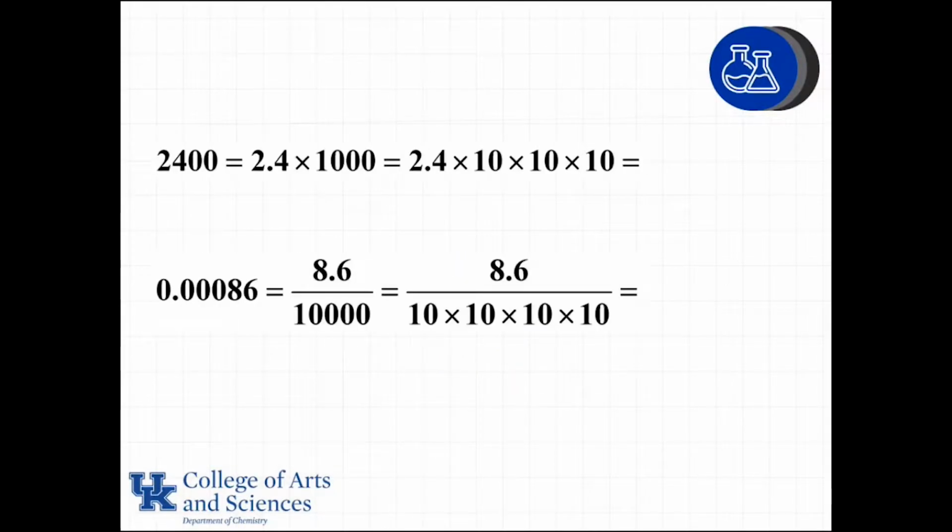Let's look at this a slightly different way. Look at the number 2400. An equivalent to that will be 2.4 times 1,000, which is also equal to 2.4 times 10 times 10 times 10. This means we can rewrite this as 2.4 times 10 to the third. For a value less than 1, so here we have 0.00086, the equivalent value is 8.6 divided by 10,000, or 8.6 divided by 10 times 10 times 10 times 10, and we can write that as 8.6 times 10 to the negative fourth.